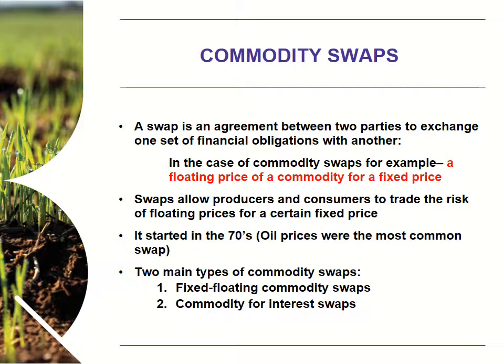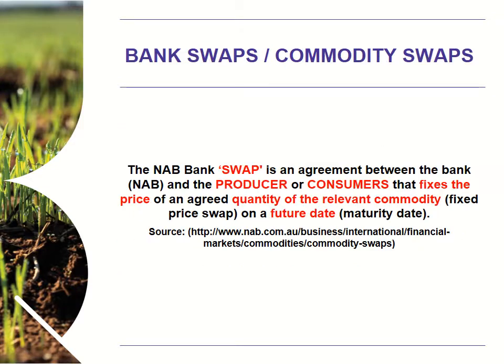Commodity swaps. What you need to know about commodity swaps: it's an agreement between two parties where they exchange one set of financial obligations for another. It's a floating price of a commodity for a fixed price commodity, and that's what I want you to remember about commodity swaps. And NAP does commodity swaps.